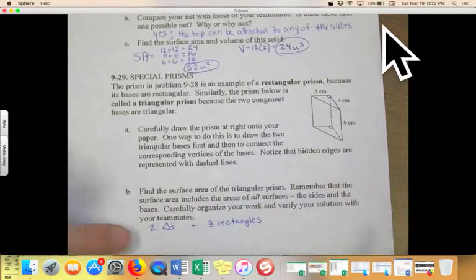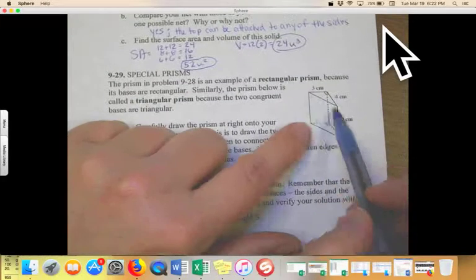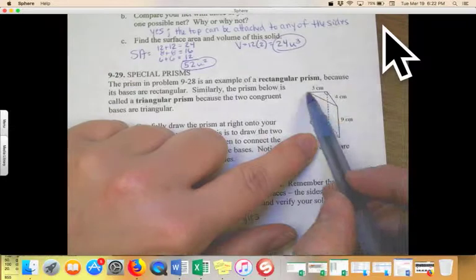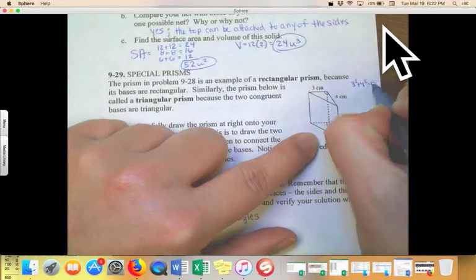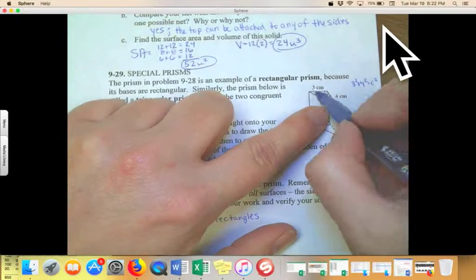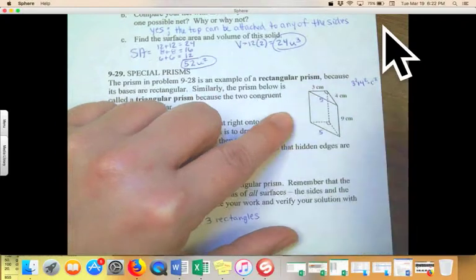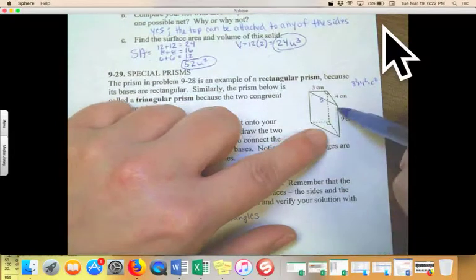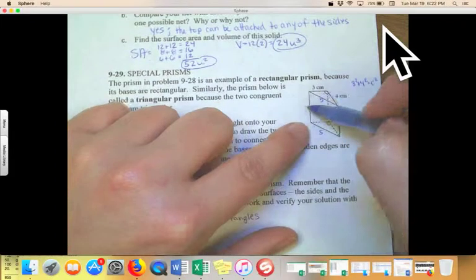So we have our triangle here. And to find the length of this hypotenuse, you can use the Pythagorean theorem. 3 squared plus 4 squared equals c squared. Or you may recognize that this is a Pythagorean triple. So this is a 3, 4, 5. So this edge is 5. So one of our rectangles is a 5 by 9. One of our rectangles is a 4 by 9. And one of our rectangles is a 3 by 9.